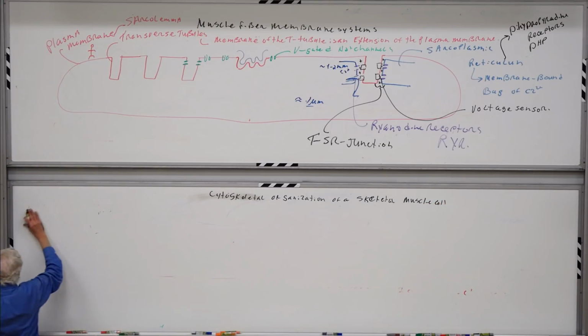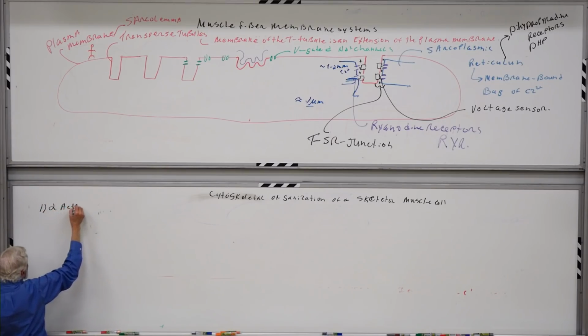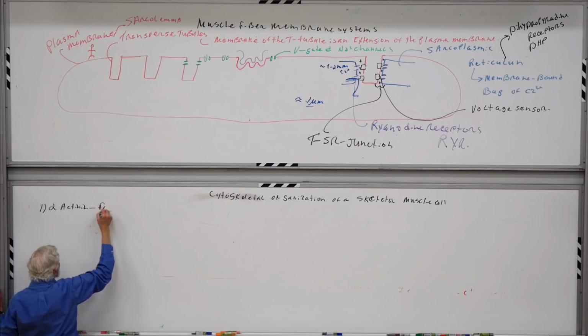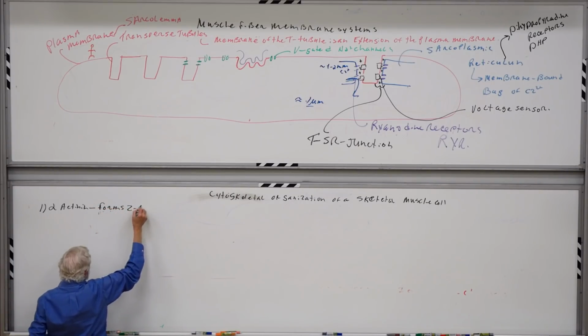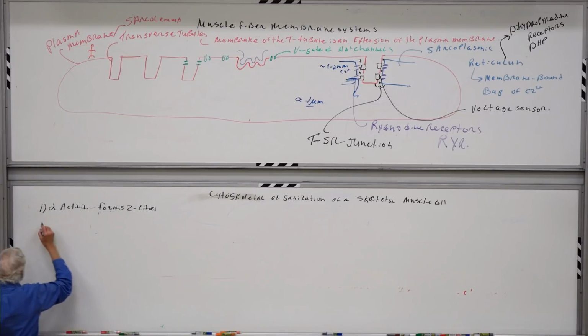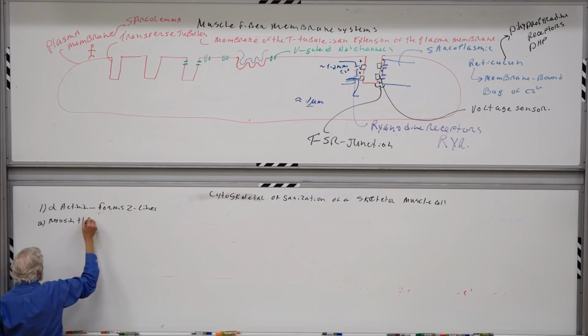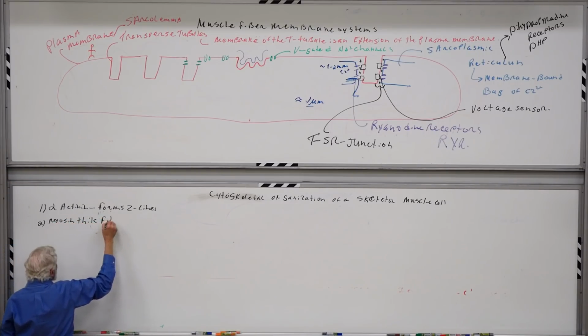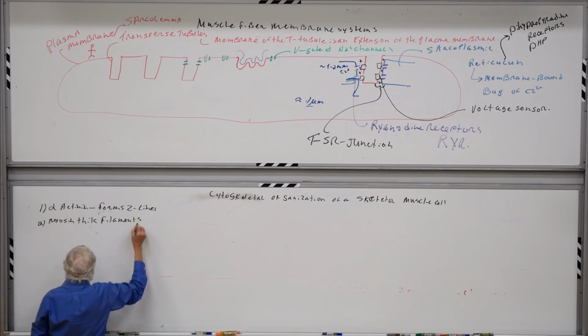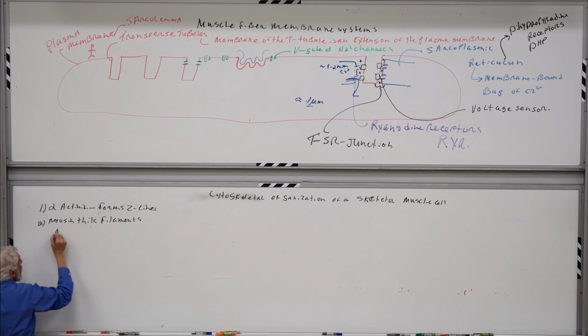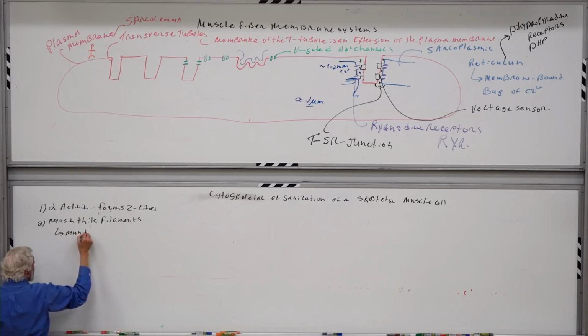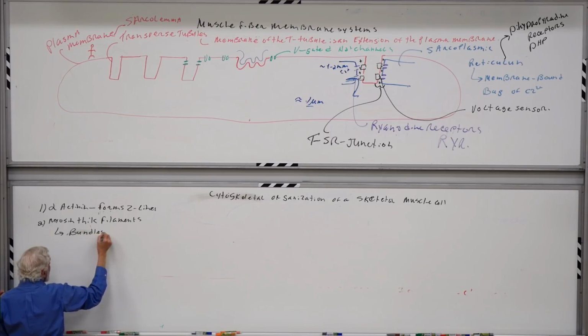Now the players here are going to be first something known as alpha-actinin. Alpha-actinin forms Z-lines. The second character is going to be myosin, thick filaments. The myosin thick filaments are made of bundles of myosin.